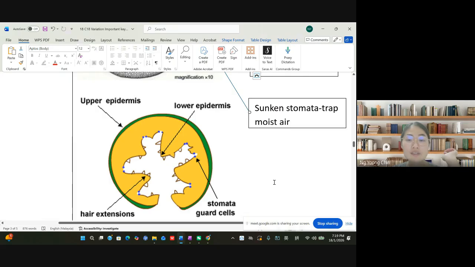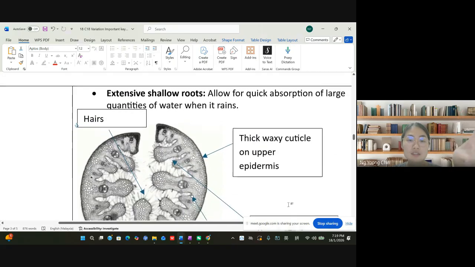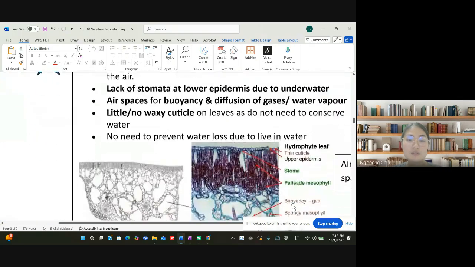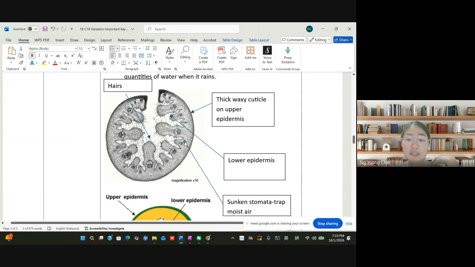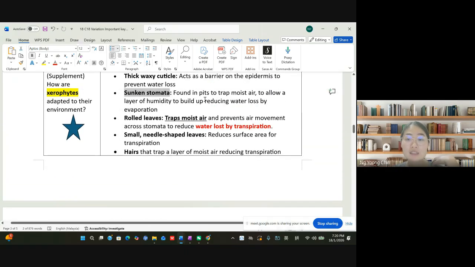Okay, so generally, just like this. And then here are the structures for the xerophyte. Xerophytes have a very thick waxy cuticle because they want to prevent water loss. Then they have sunken stomata. Stomata are usually found in pits to trap the moist air. So this is their purpose: they want to trap the moist air and allow a humidity layer to build up inside. So they can help to reduce the water loss by evaporation.